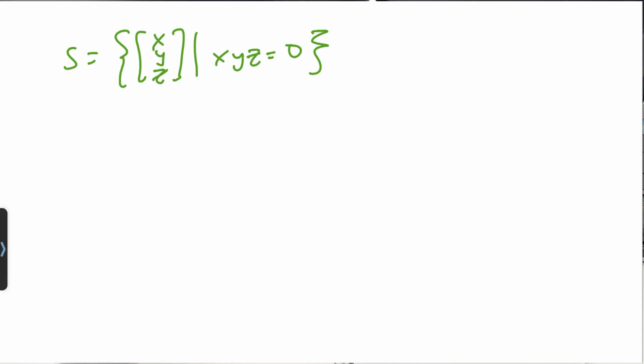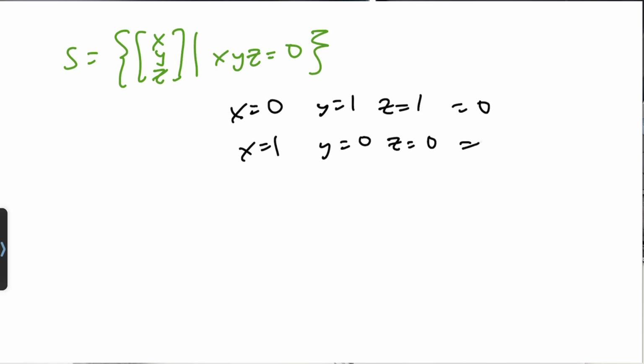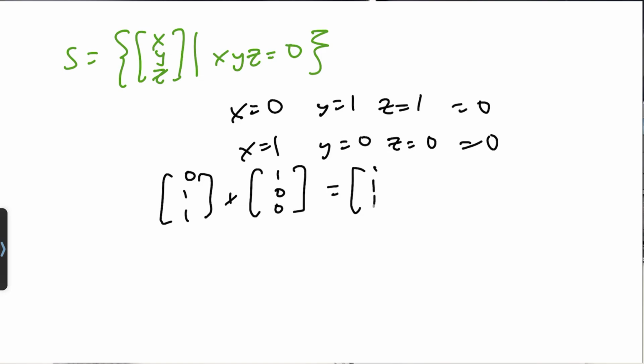Now here's another example, xyz equals 0. We know that if x equals 0, y equals 1, and z equals 1, that just equals 0. And we also know if we have x equals 1, but y and z equal 0, well then it still equals 0. Now, here's the issue with this. If we write these out as vectors and we add them, you'll see that we get 1, 1, 1. And 1, 1, 1 equals 1, which is not equal to 0. And so this is disproving the subspace by addition.